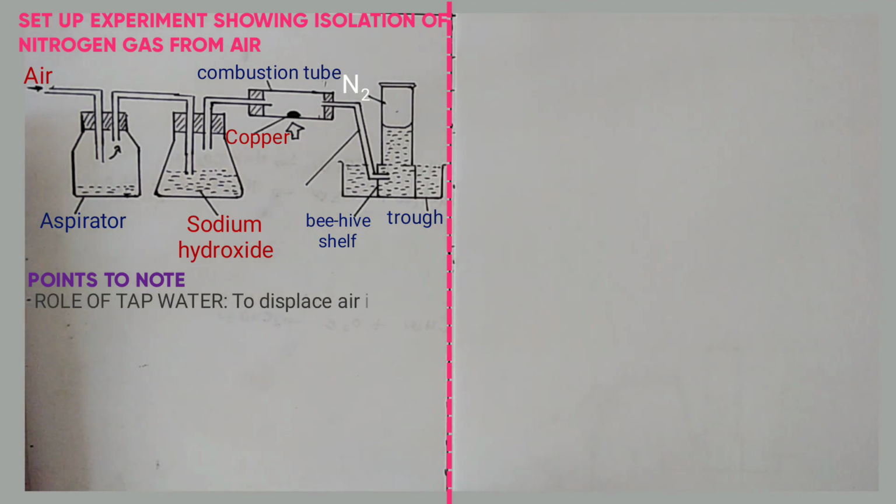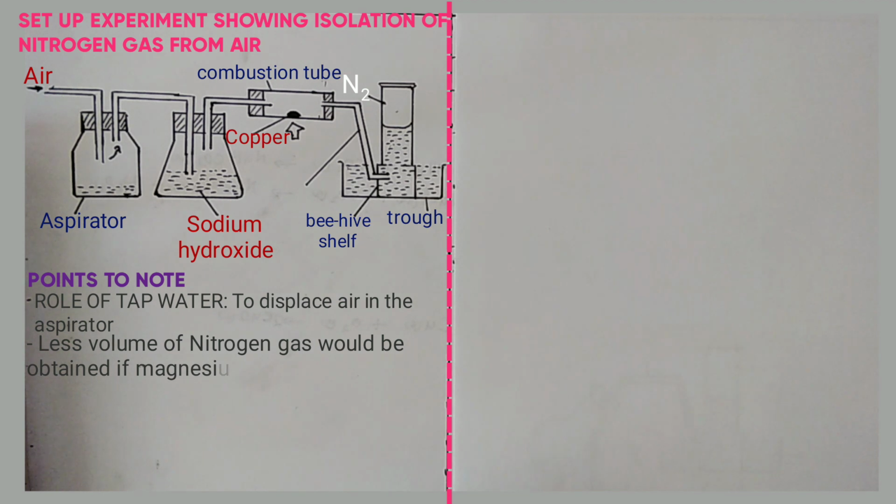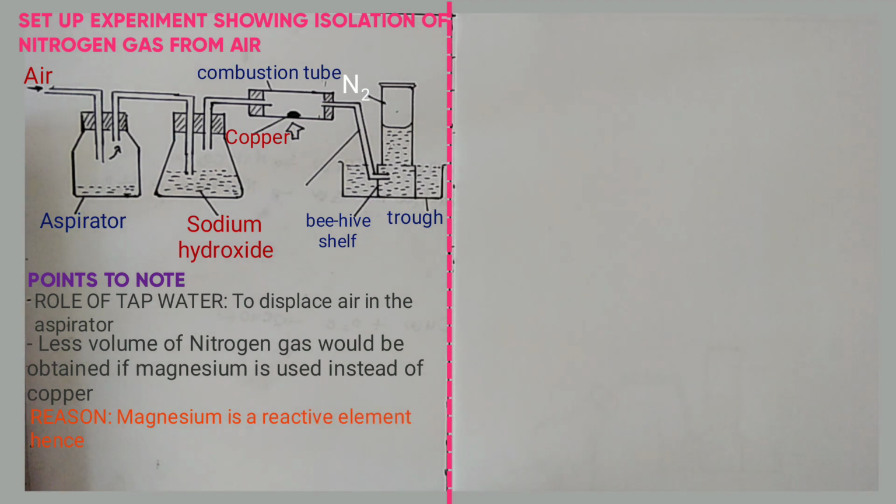Now sometimes you may ask, what will happen if magnesium is used instead of copper? Less nitrogen gas will be produced. Reason: magnesium is a reactive element and reacts with both oxygen and nitrogen gas in air. Now when dry nitrogen gas is required, the gas is passed through concentrated sulfuric acid or anhydrous calcium chloride, then collected using a syringe.